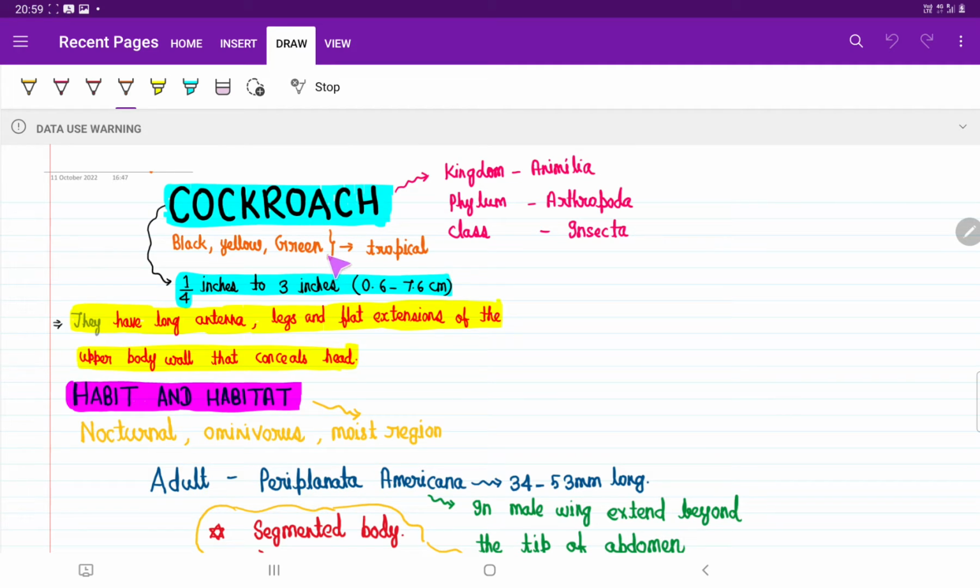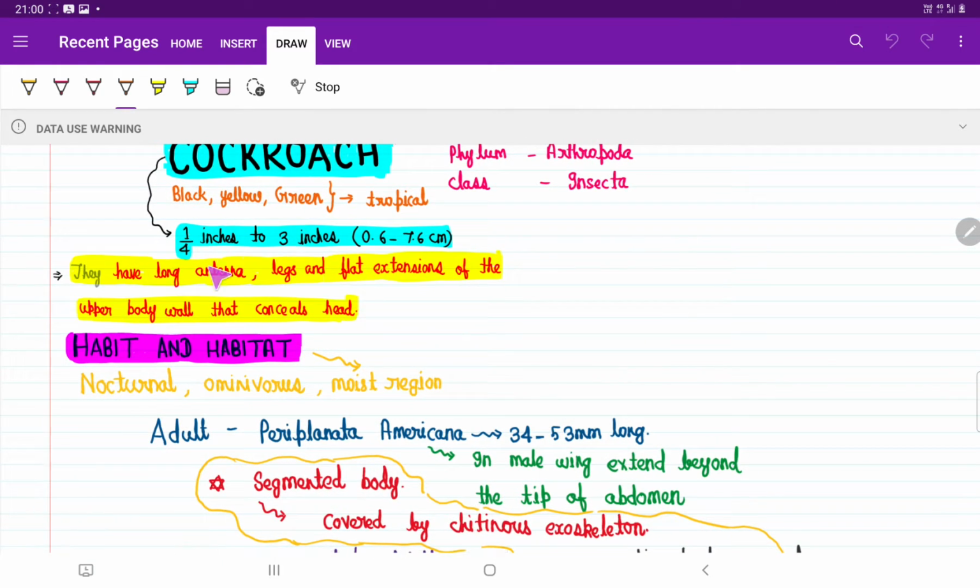That is the cockroach color I am telling you, and if you see the size of the cockroach, it ranges from 1/4th inch to 3 inch. That means 0.6 centimeter to 7.6 centimeter, right? And when you see this nasty animal, they have one pair of long, thread-like antennae. And then they have a total of 3 pairs of legs, right? And then they have a head, thorax, and abdomen also, right?